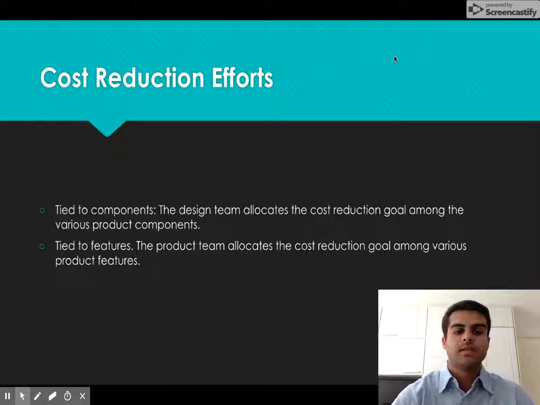The second is called tied to features. The product team allocates the cost reduction among various product features, which focuses attention away from any product designs that may have excess cost. This approach tends to achieve a more radical cost reduction, but also requires more time to design.